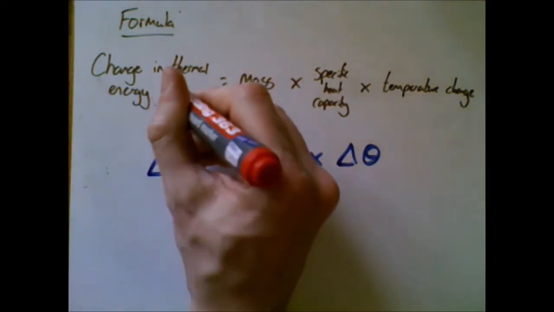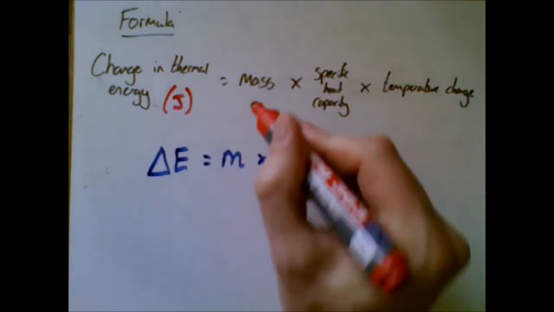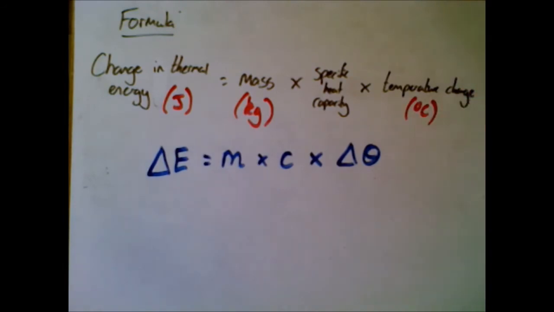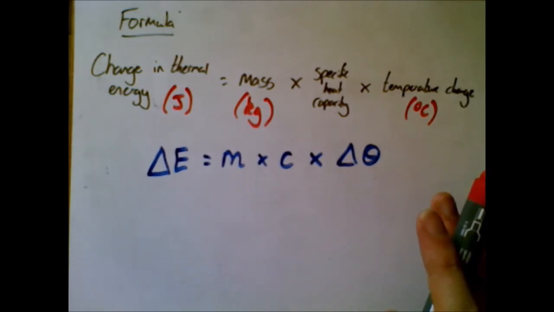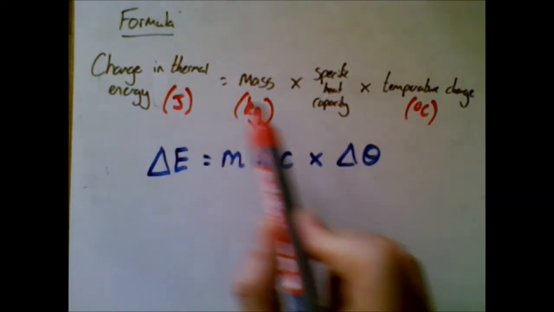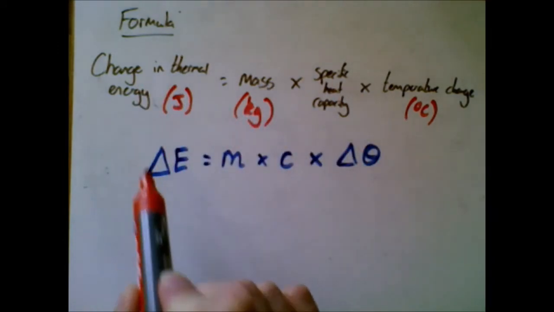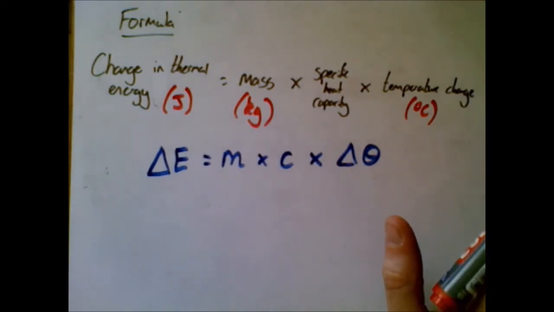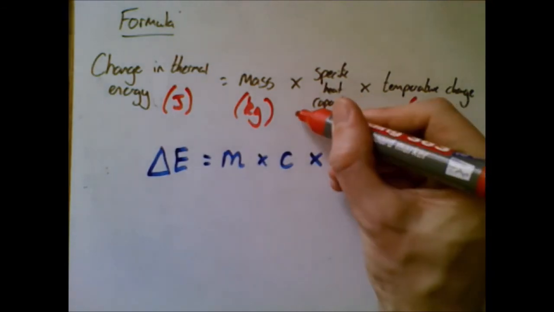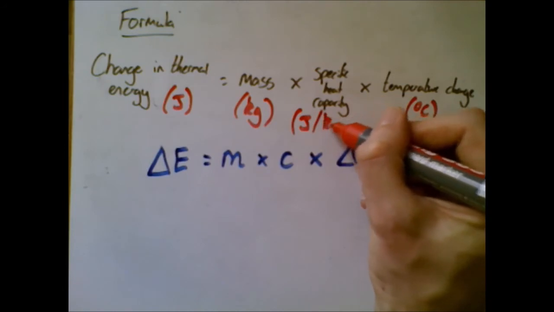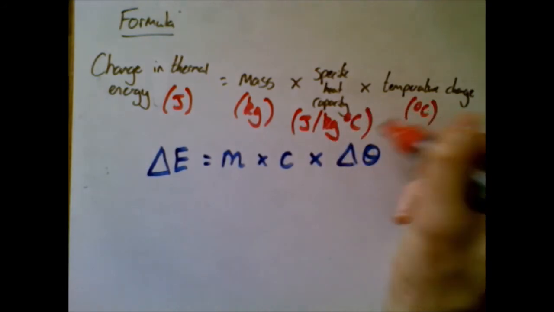Hopefully you know already thermal energy is in joules because it's energy. Mass, kilograms, you've met that one before. Temperature change, degrees C, you've met that one before. Now specific heat capacity. You may also be looking at that and thinking, well, I can work out what it is, because specific heat capacity, if you rearrange this equation, would be energy divided by mass divided by temperature change. Going back to our original definition, the amount of energy needed to raise the temperature of 1 kilogram by 1 degree. So it's measured in joules per, so slash kilogram degrees C, like that.